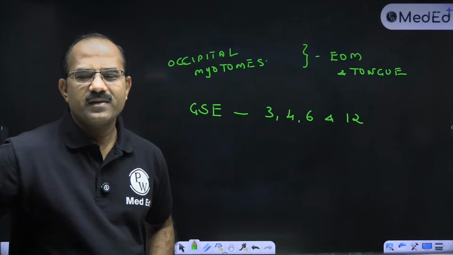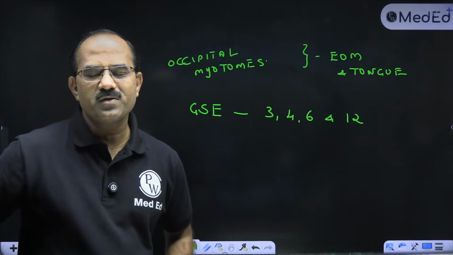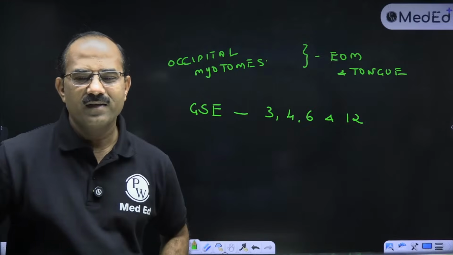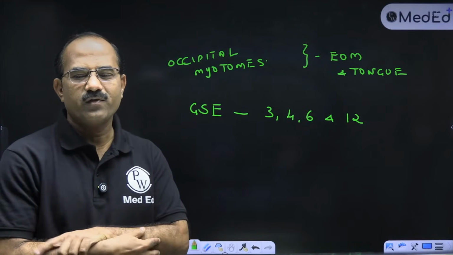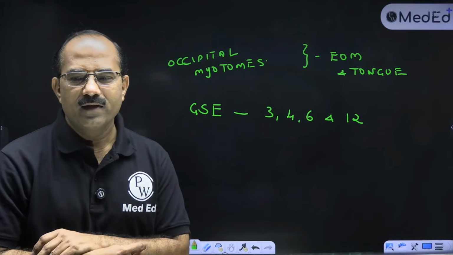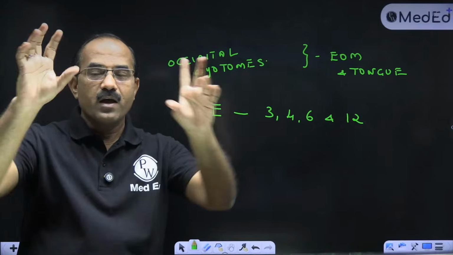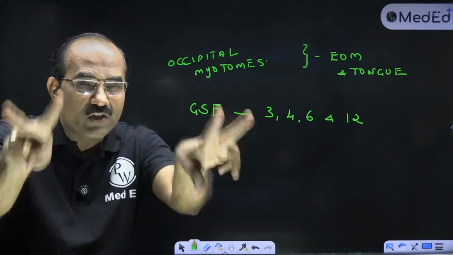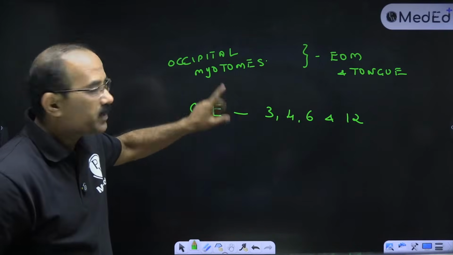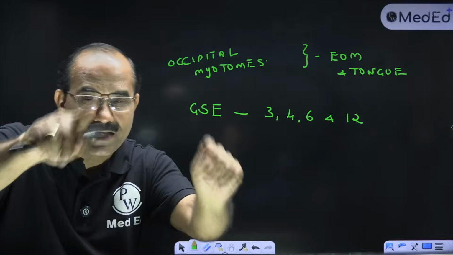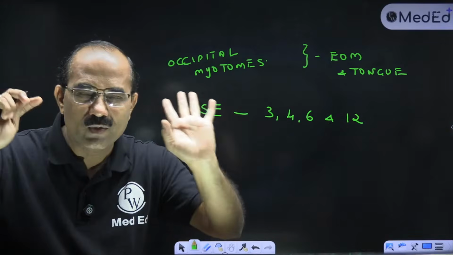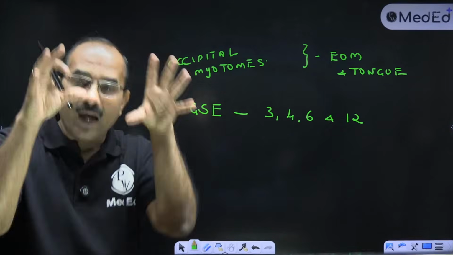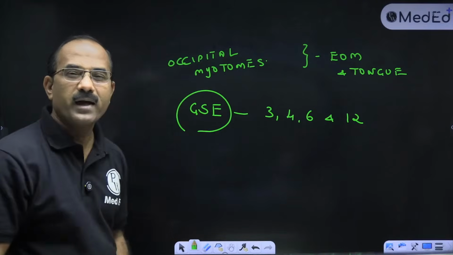Okay. General somatic, children, not special somatic. It's general somatic efferents. Clear now to all of you? Third nerve will have two major components. The third nerve is going to supply all the extraocular muscles except LR and SO, lateral rectus and superior oblique. That component is general somatic efferent.